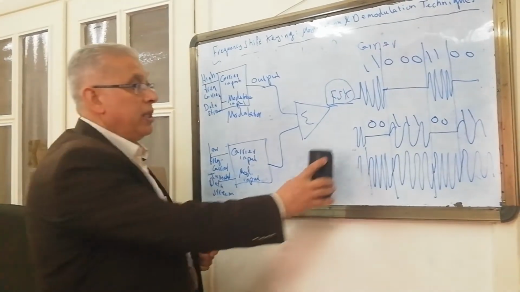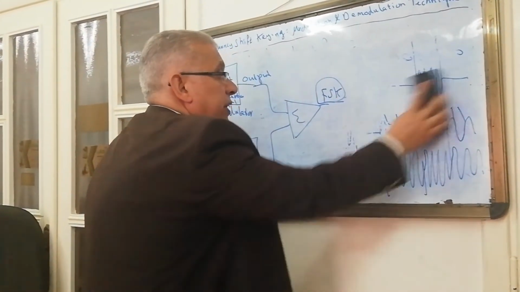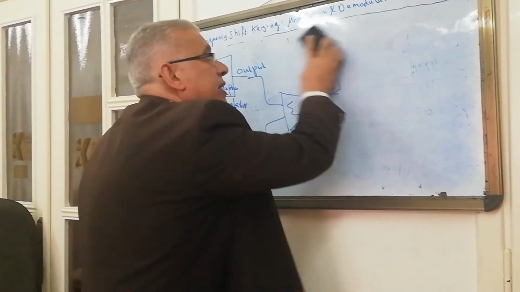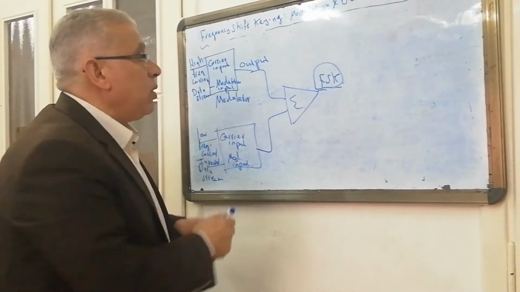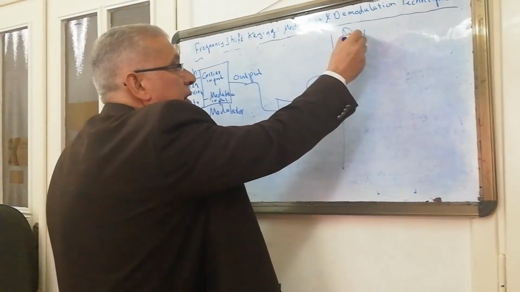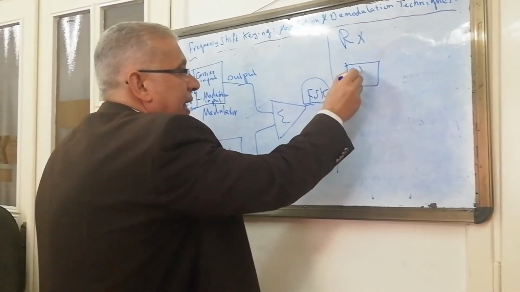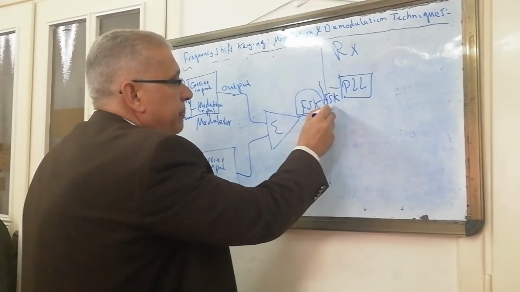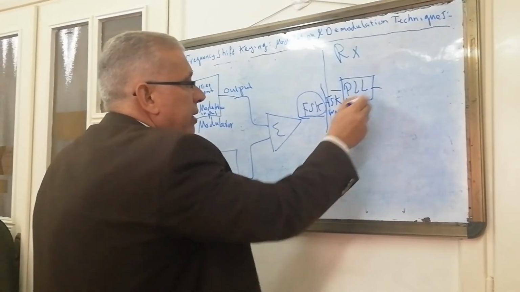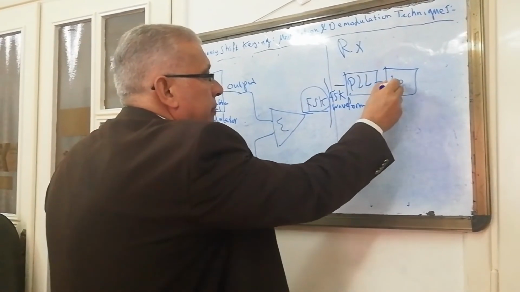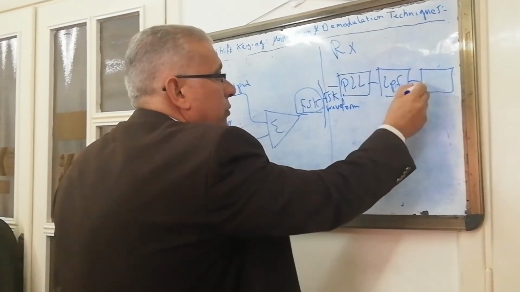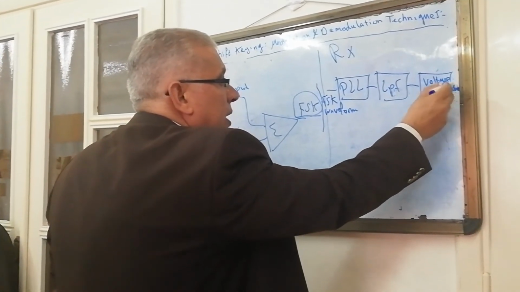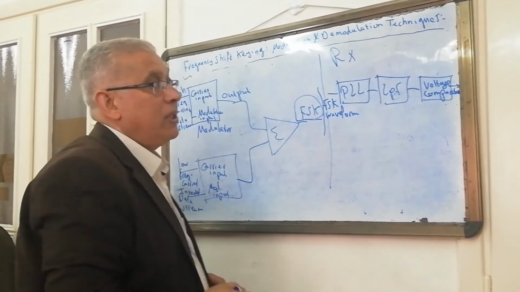Now I'm going to demonstrate the receiver of the frequency shift keying. The first part of the receiver will be the PLL, phase locked loop. I'm going now to draw the block diagram of the receiver. The first part will be our PLL, and the input will be the frequency shift keying input signal waveform. Then we have a low pass filter, then a voltage comparator, and the final stage will be the data out.